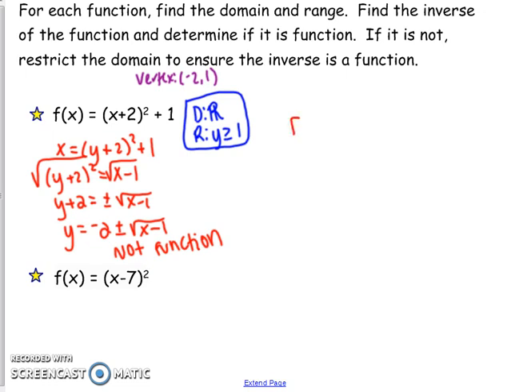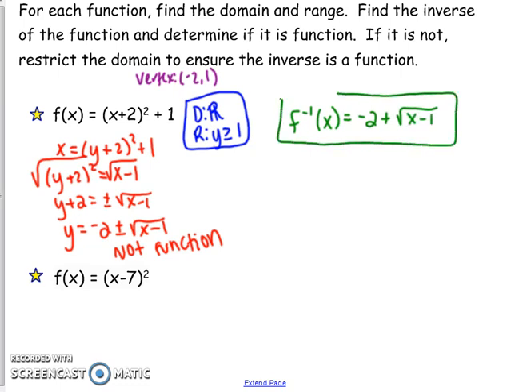So the inverse, which is denoted by f to the negative 1 of x. Okay, don't get confused with that. It doesn't mean you have a negative exponent and it goes to the bottom. This is just the notation for inverse. So the inverse function is going to be negative 2 plus radical x minus 1. So all we did was we took away the plus or minus and we just made it plus. So this is our inverse. And now this is a function because it's only the top piece of that little hook.